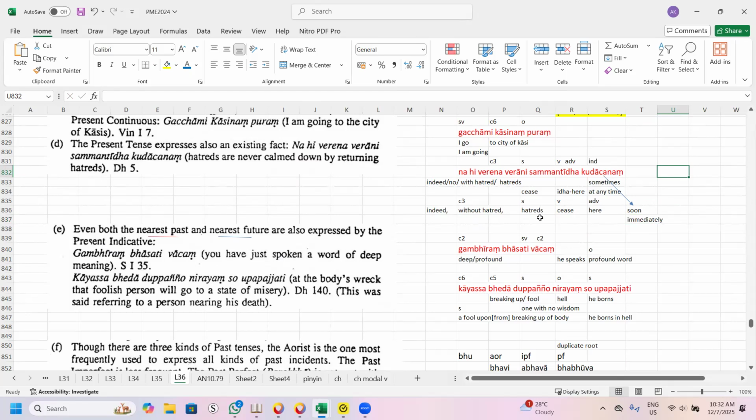So you can say hatred ceases without hate immediately. All these things you don't need to put in. Here, of course, this is emphasis. This is emphasis.